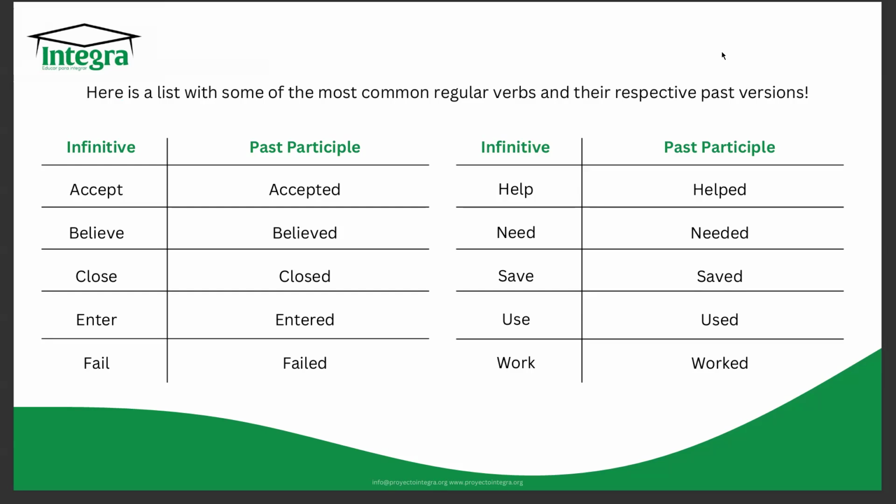And here is a list of some common regular verbs and their past versions. As we said, the simple past and the past participle is the same. And we have accept, accepted, believe, believed, close, closed, enter, entered, fail, failed, help, helped, need, needed, save, saved, use, used, and work, worked. In the PDF of this lesson, there is a much bigger list with a lot of the most common regular verbs, so you can consult and see when you need.